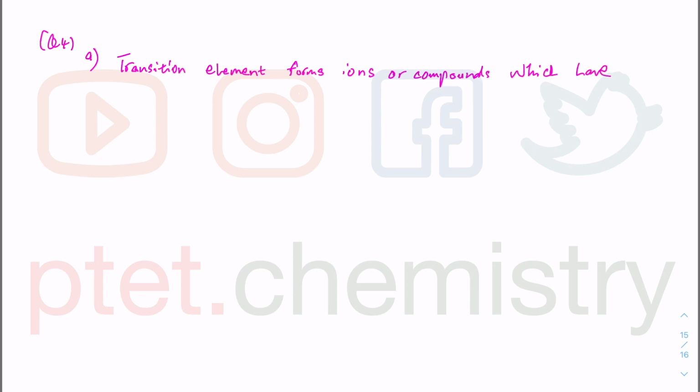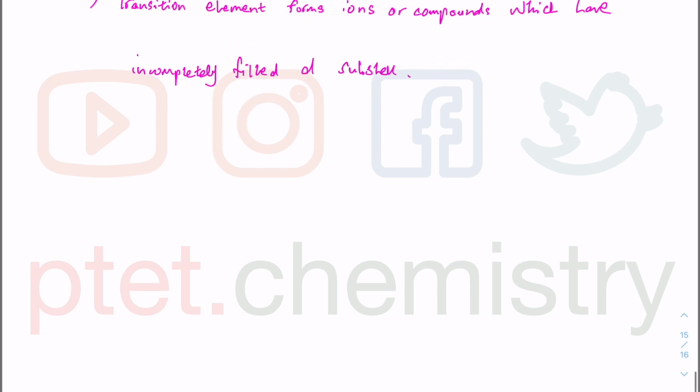filled the d subshell. Sorry, I'm just writing a bit slow on my iPad right now. But anyway, the idea is that transition metals, when they form these compounds or ions, will have an incompletely filled d subshell, and that is when you can call it a transition element or transition metal.